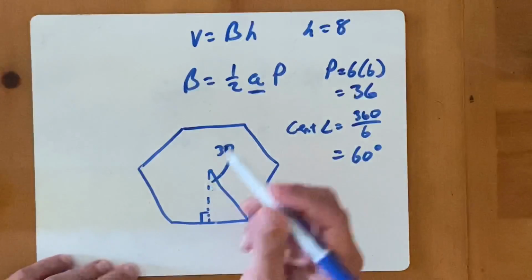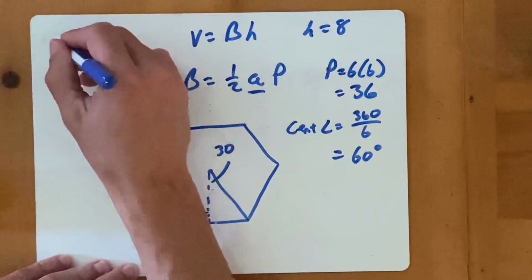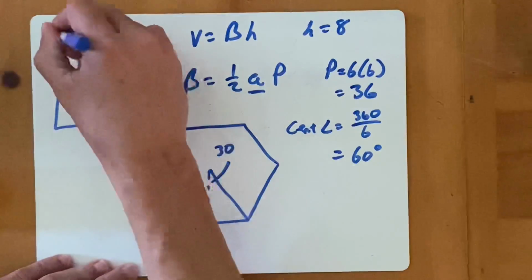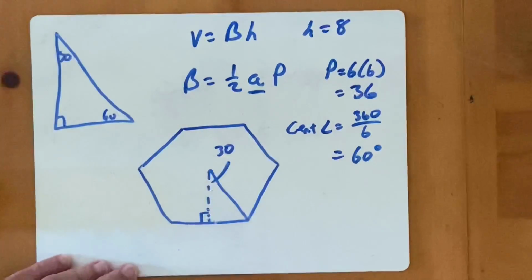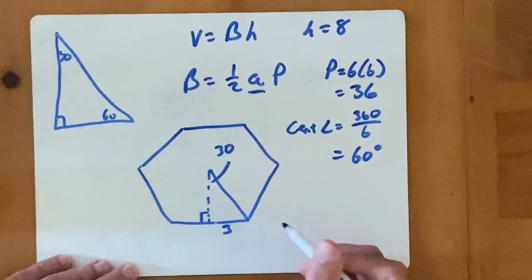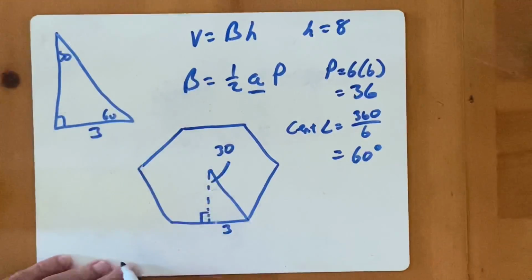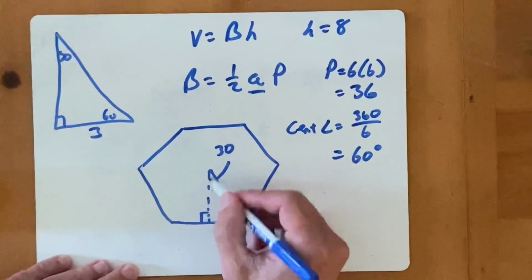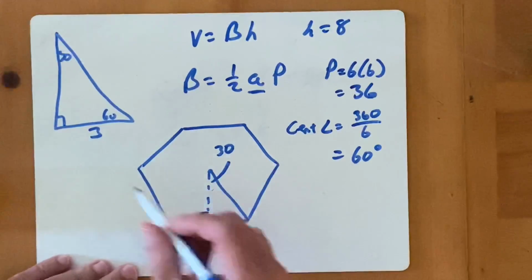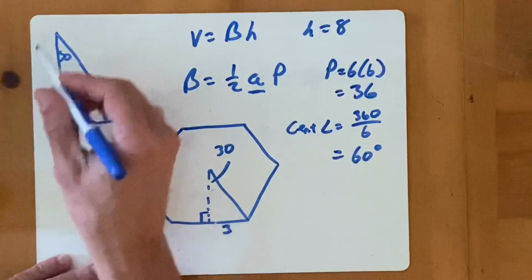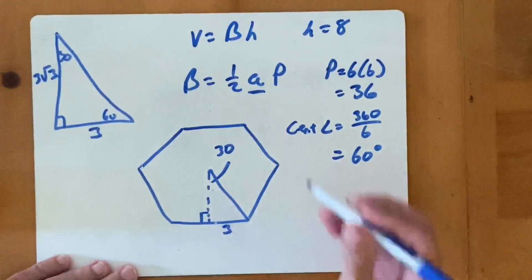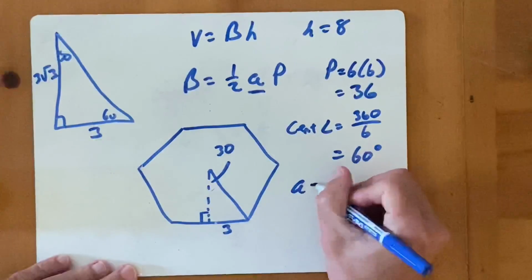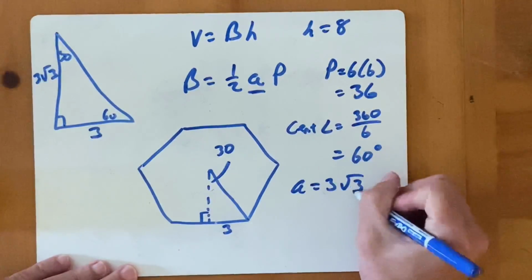Let's go ahead and expand that out a little bit. Here's our triangle. That's 30, so this is 60, so I have a 30-60-90 triangle. This whole side is 6, so that little piece is 3. So my short leg is 3. I need to know the apothem, which in this case is the long leg. How do I get the long leg? I multiply the short leg by the square root of 3. So the apothem is equal to 3 times the square root of 3.